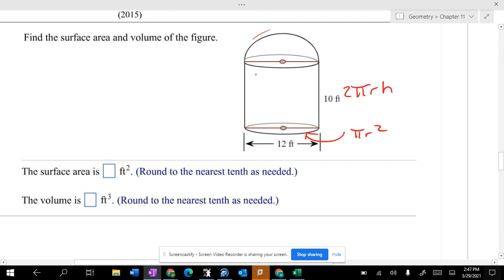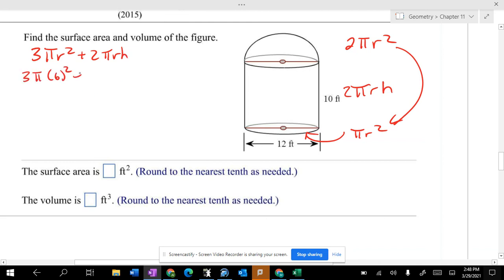And then up here, what's this shape called? It's one of our vocab words. Hemisphere. A hemisphere is a half of a sphere. So if a sphere is 4 pi r squared for the surface area, what's a hemisphere? 2 pi r squared. Well, if you add 2 pi r squared to 1 pi r squared, you get 3 pi r squared. So this shape is 3 pi r squared plus 2 pi r h. Or 3 pi 6 squared plus 2 pi 6, 10, 120 pi here. 36 times 3 is 108 pi here. Add them together is 228 pi. Yeah, there we go. 228 pi.